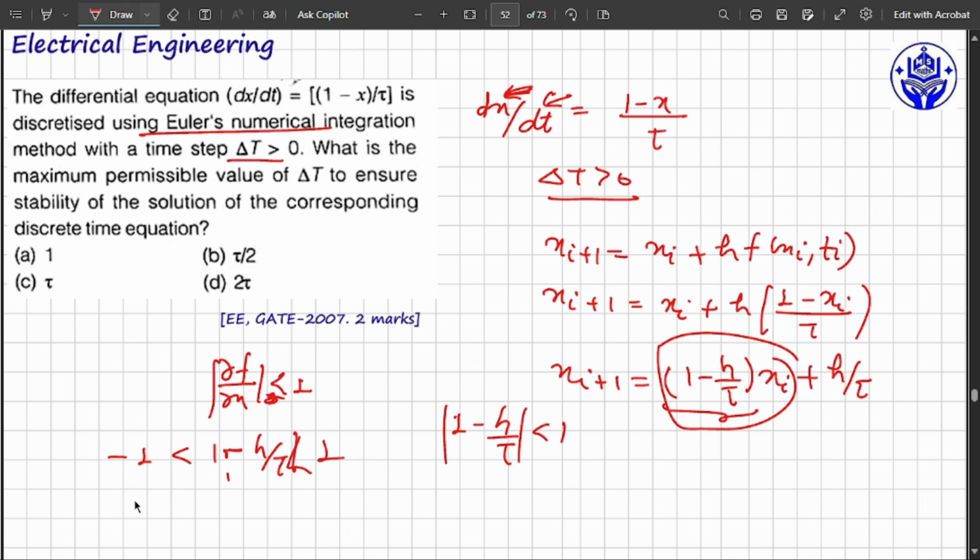If I subtract 1, it will be minus 2 less than minus h by tau less than 0. So it will be 0 less than h less than 2 into tau. So what is the maximum possible value? That is twice of tau. This is where the discretized scheme will become unstable.